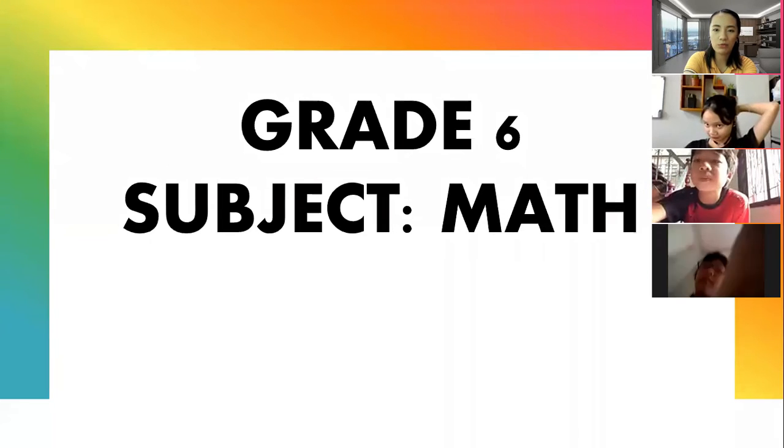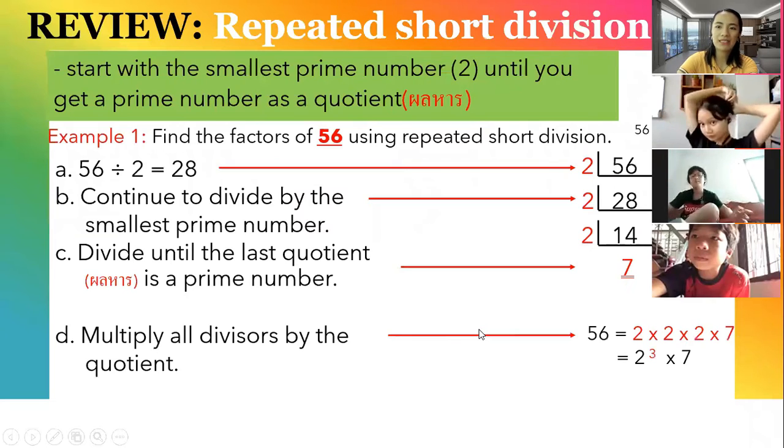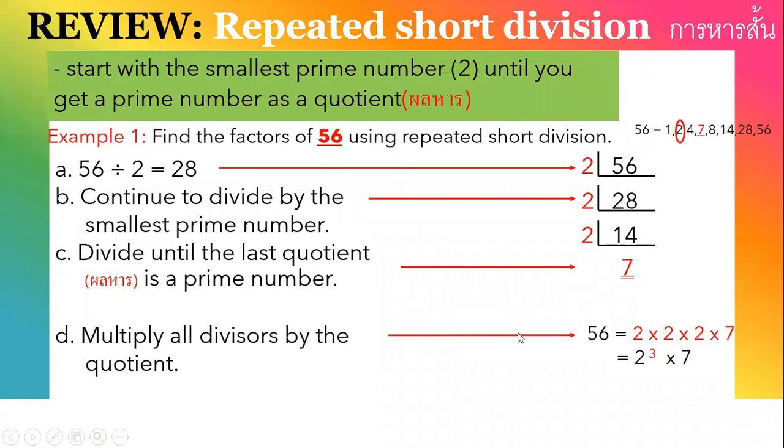Let's have a review first. Last week, we discussed repeated short division. When we say repeated short division, when we are solving for these numbers, we start to write with the smallest prime number, which is usually 2, until we get a prime number as a quotient.